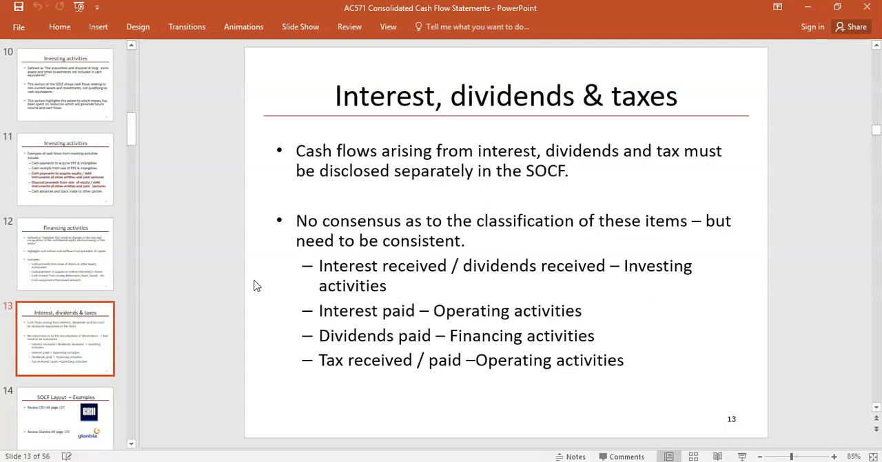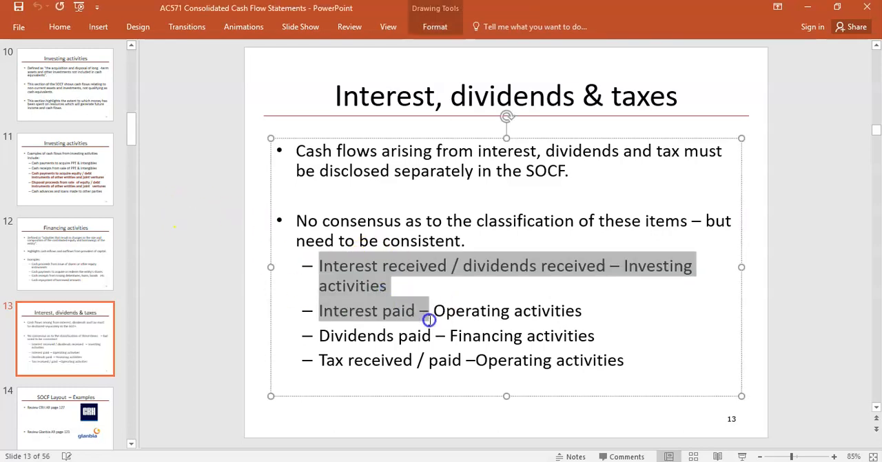So there is some, I suppose, scope within the standard in terms of how certain things are presented. So for example, interest, dividends and tax, there is an element of they have to be disclosed separately, but for some of them they can go in one or two of the headings. So for example, interest received, dividends received, we usually put those in investing activities. You can also put them in operating activities, so there's flexibility there. Interest paid, usually we put those in operating activities. Dividends paid, financing activities, and tax received or paid, depending on the situation, will go to operating activities.